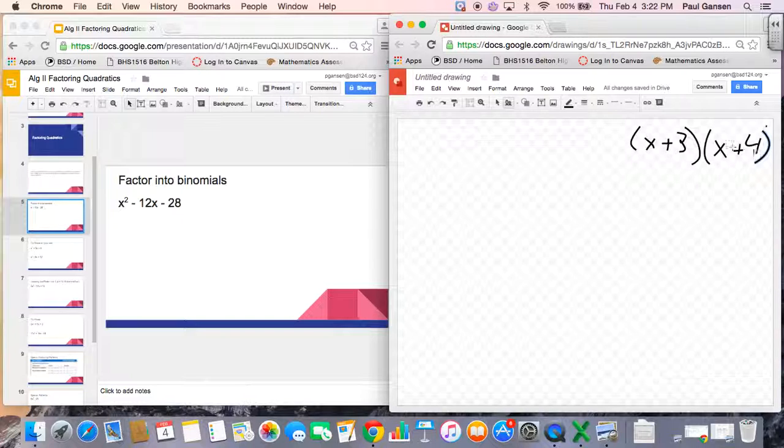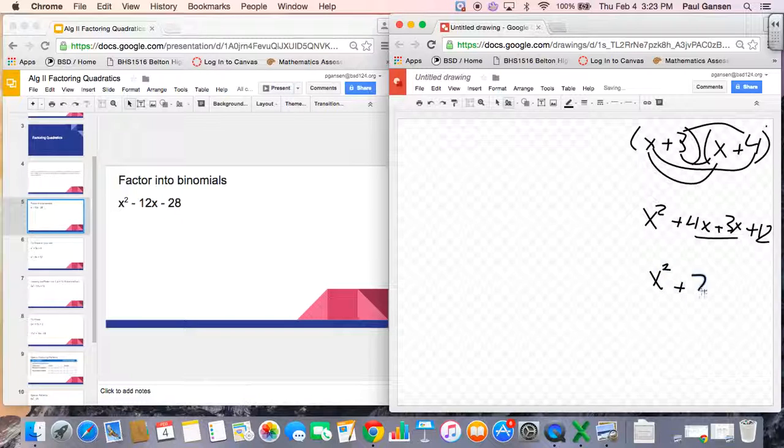So we have x plus 3 times x plus 4. And we do this by doing the FOIL method. X times x is x squared. That's our first term. Outside terms, x times 4 is 4x. Inside, 3 times x is 3x. And our last term is 3 times 4, which is 12. We're not done. We combine these terms to give us 7x. So that's x squared plus 7x plus 12.